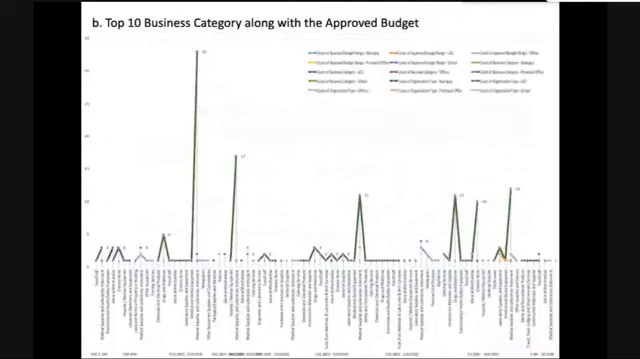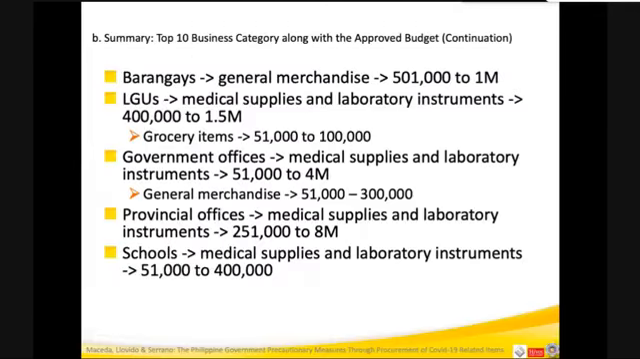Then for the top 10 business category, along with the approved budget, let me give the summary of this figure. For the barangays, most of the procured item is general merchandise amounting to 500,000 to 1 M. For the LGUs, they procured medical supplies and laboratory instruments amounting to 400,000 to 1.5 M, followed by the grocery items with 51,000 to 100,000.